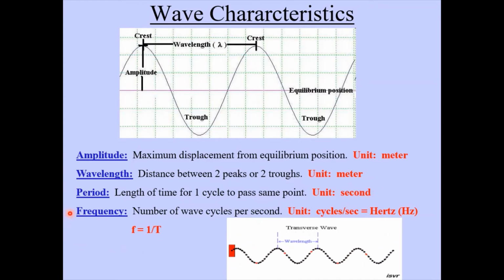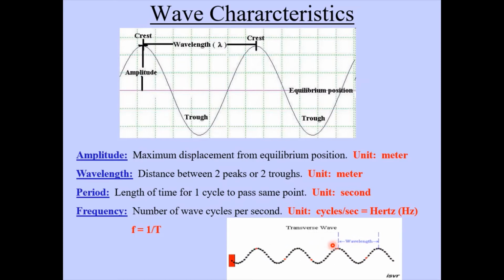The last characteristic here is the frequency of the wave. That's the number of wave cycles per second. Again, what we could do is pick a point, for example, with my pointer here, and count how many of these peaks come by every second. If this wave was moving really fast, like a sound wave, we might see several hundred peaks streak by during 1 second, and that would give us the frequency of the wave.